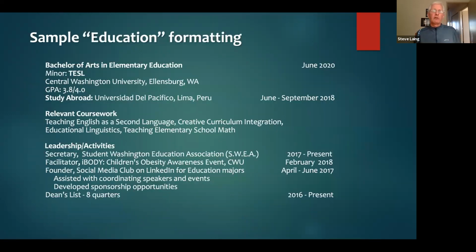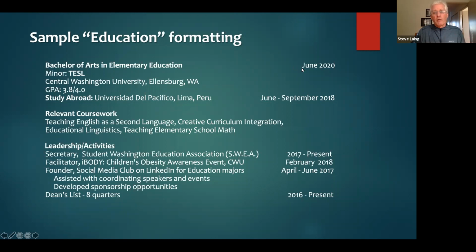So when you list your education information, what I've provided here is a sample of how you want to format it. One of the specific things we see, a lot of students will list the school first. They don't really emphasize their degree, but this is how you want to list your education in your resume. You want to list your degree first. So it'll be Bachelor of Arts in Elementary Education. That will be in bold.